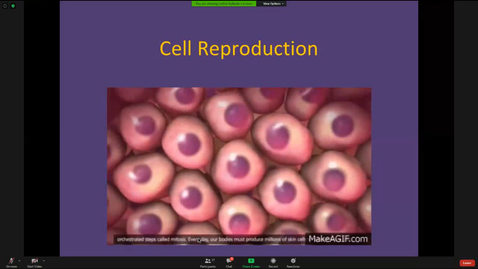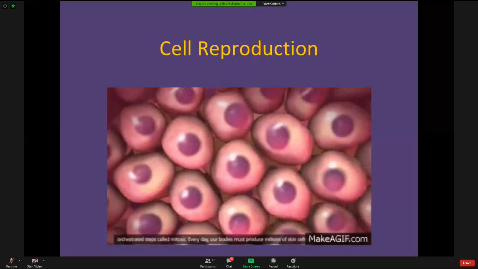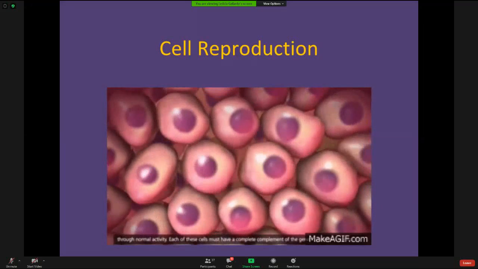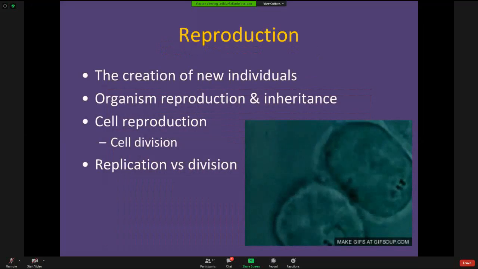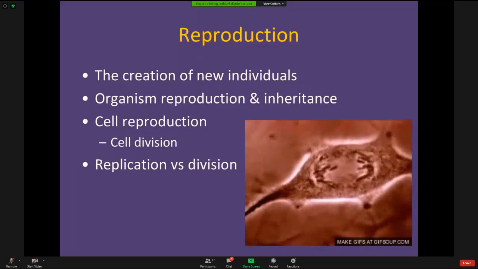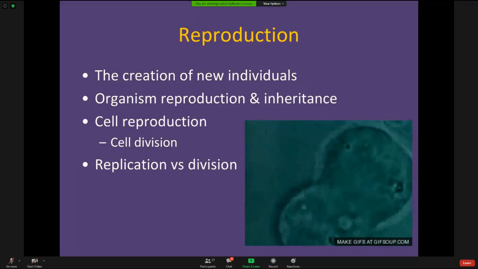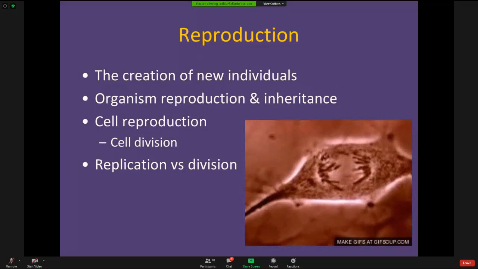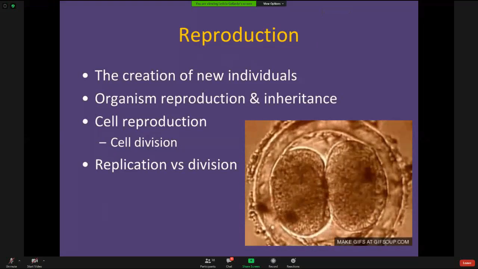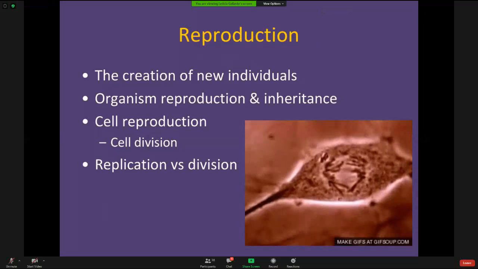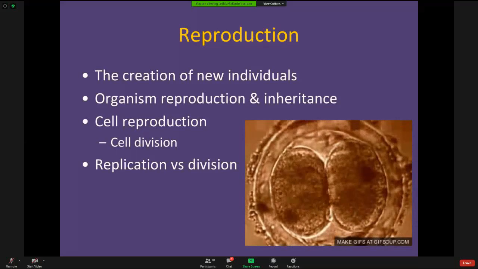All right, so we're going to move on to talk about cellular reproduction, or how cells reproduce. Throughout the course of the semester, we're going to be talking about reproduction at multiple scales. So we're going to talk about reproduction at the cellular scale right now. And remember that this is important because many of the organisms that are on Earth are unicellular, and this is how they're reproducing.